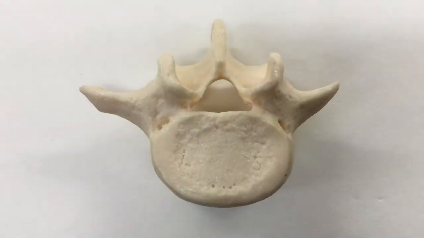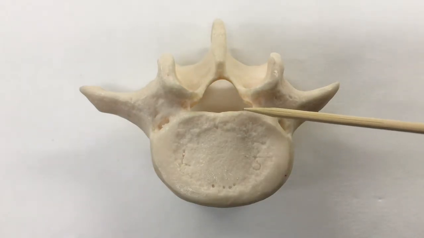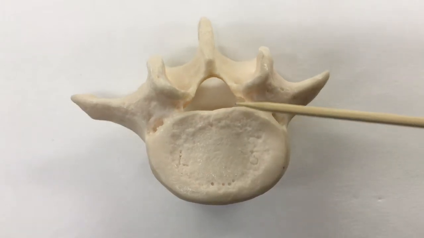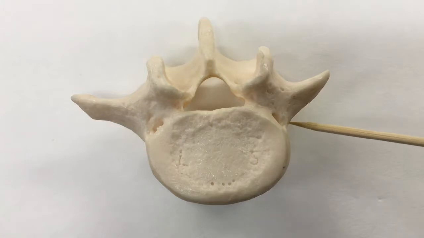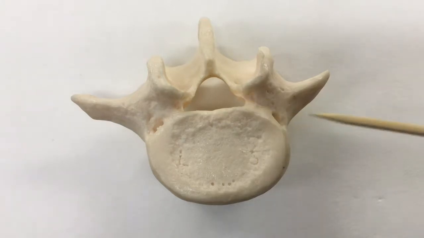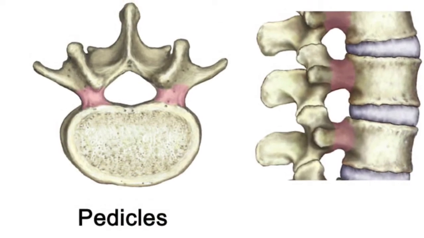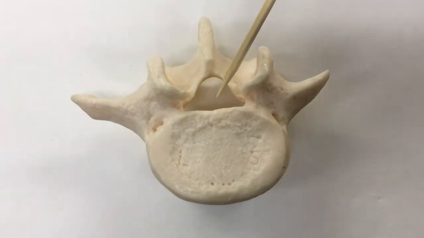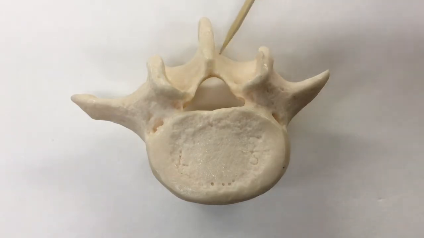We can define the area right next to the body. This area right here, coming around, if you're going to tie a ribbon right around this area, that is the pedicle. The lamina is this area right here.